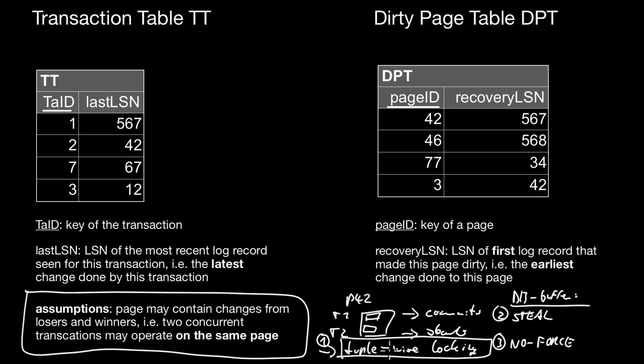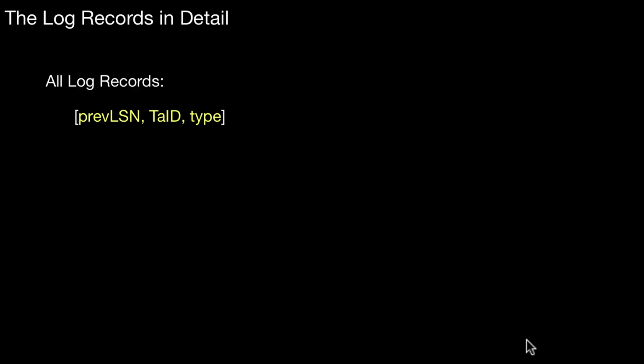Tuple-wise locking is okay. Steal is fine, so any database page can be evicted, and no force is also used, so you don't have to write back dirty pages immediately. And those are the assumptions we're going to make for ARIES. So let's look at the log records in detail.